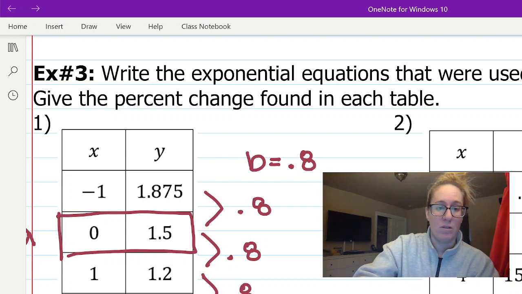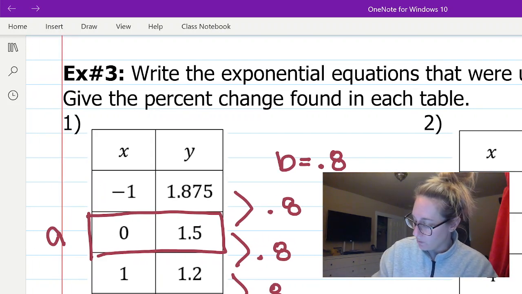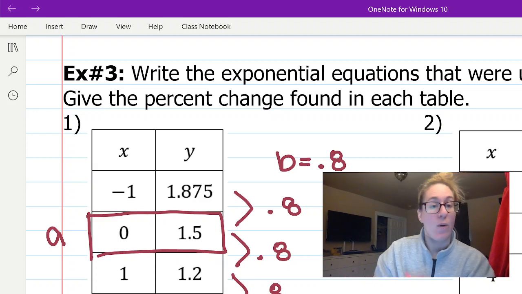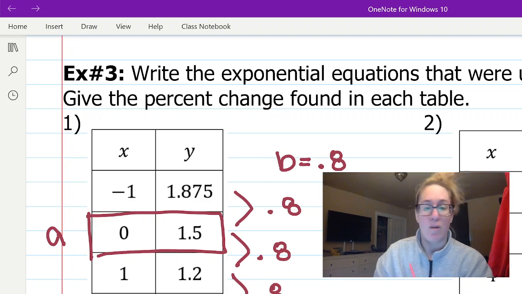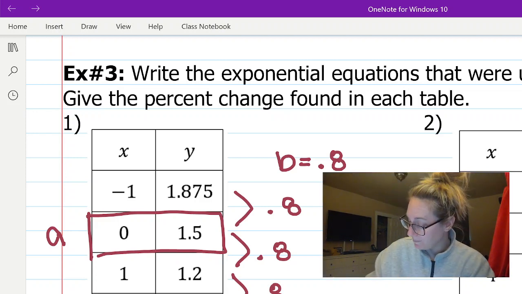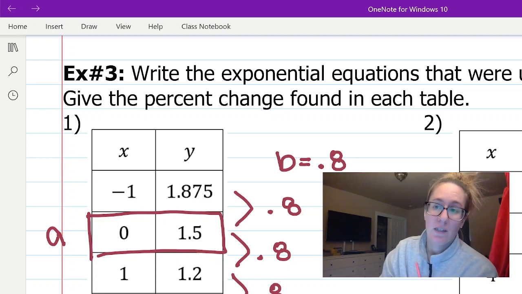All right, putting this into an equation, we have y equals our starting term, 1.5, times our base number, 0.8, to the exponent of x. So there's our equation.